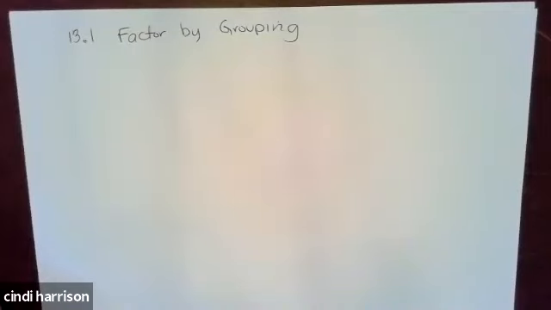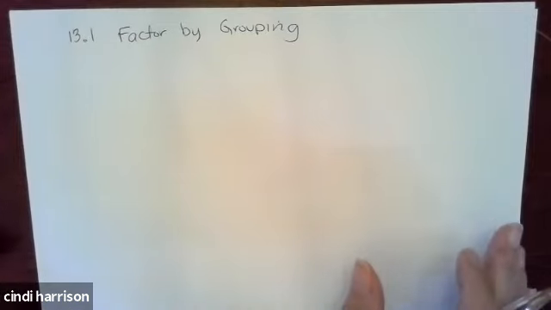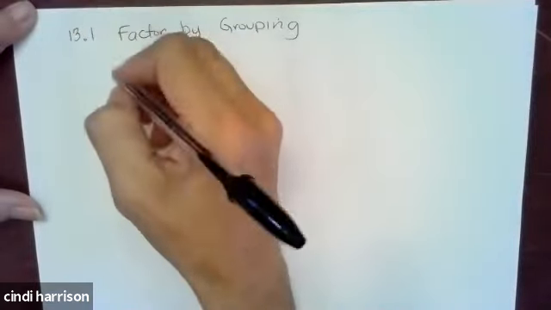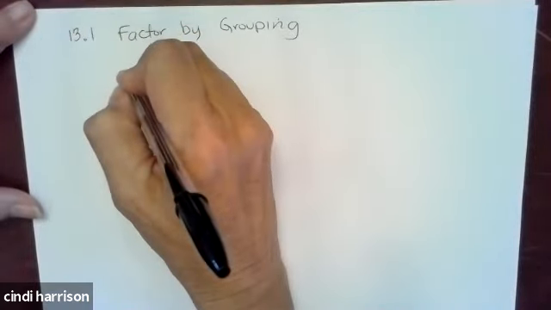All right, and we're back. We left off in 13.1. We talked about factoring out the GCF, or greatest common factor. So this is our second type of factoring, which is called factor by grouping. Before we get into the main type of problem, let's look at an example like so.